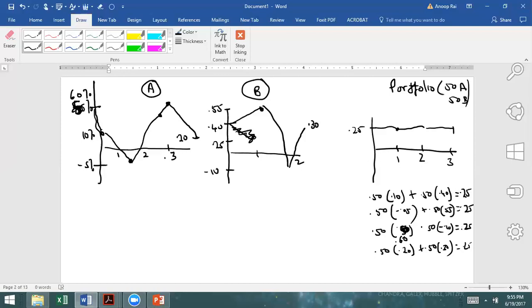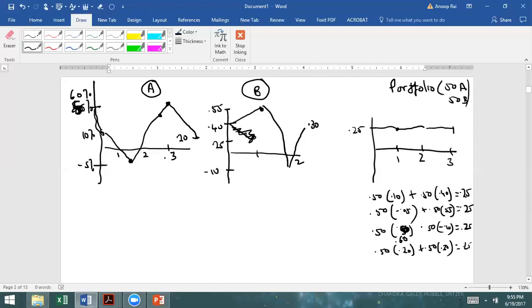So what's the trick here, folks? How is it possible that these two stocks fluctuate so wildly, but when I mix them together, I get a steady 25% return? I'm sure some of you have already guessed it. And what is the right answer? The answer is these are perfectly synchronous, but in the opposite direction.